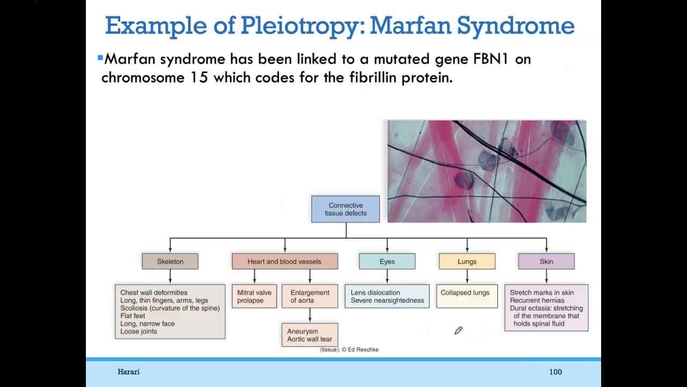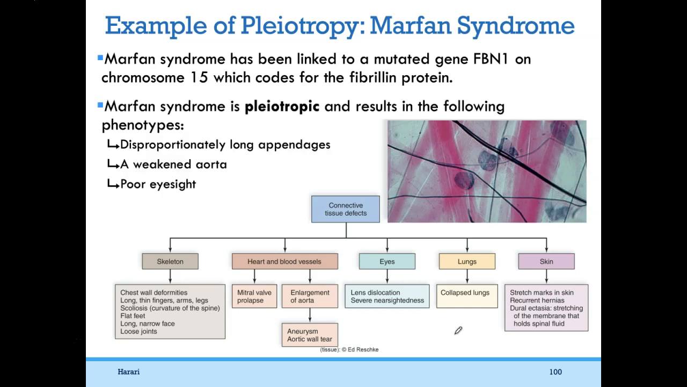That's pleiotropy. Another example is called Marfan Syndrome. There's just one gene called FBN1 on chromosome 15 that gets mutated, and that causes all these different defects. You have very disproportionately long arms and legs. The heart is damaged. You can have aneurysms, poor eyesight, collapsed lungs, hernias and stretch marks in skin. So you have a lot, just because one gene is mutated, you have a whole sort of different consequences. That's pleiotropy. One gene leads to many different effects.